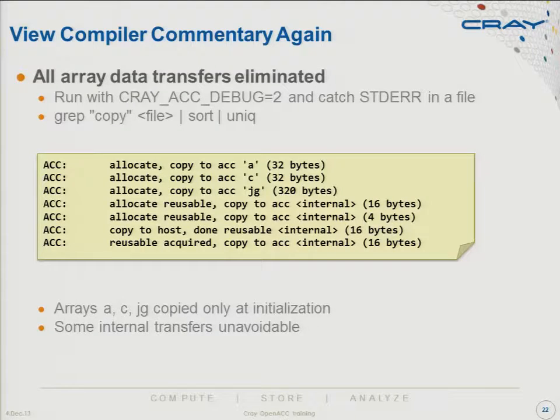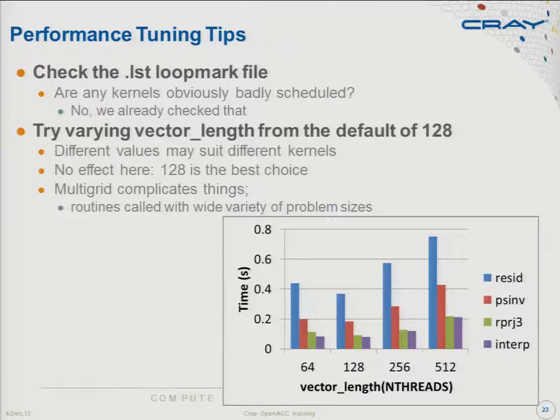And if I look at the Cray ACC debug, I can go through and see that the only things that are being moved are these arrays, which are only moved once at the start of the program. So I'm not going to bother trying to minimize that data transfer.